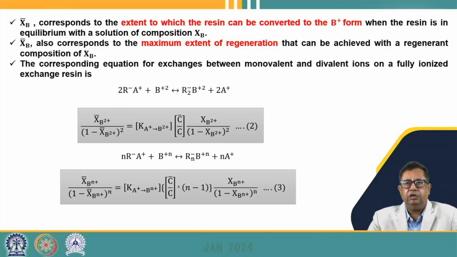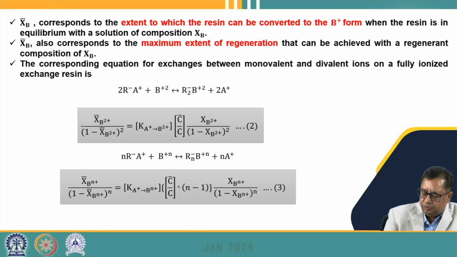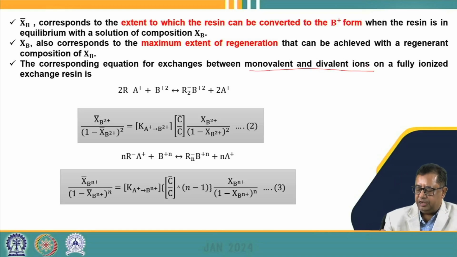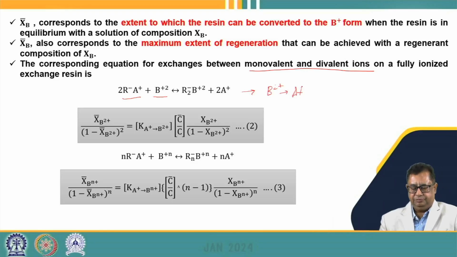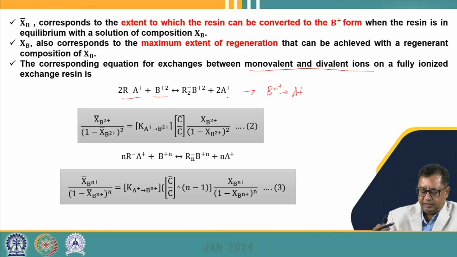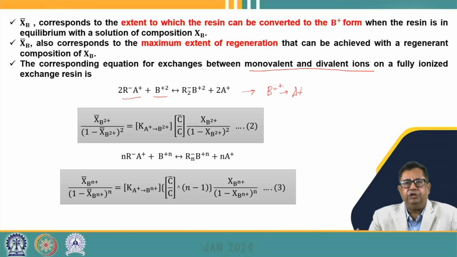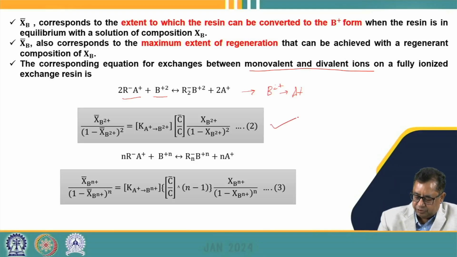It will also tell you about the regeneration efficiency of that particular resin with respect to the particular type of ion. Now we have seen that the equation was applicable only for monovalent ions. So we can now write an equation between monovalent ions and divalent ions on a fully ionized exchange resin. For example, B2 plus replacing the A plus ions present on the resin. So this equation represents the exchange of B2 plus replacing A plus ions. Again, we solve for the selectivity coefficient for this equation, so we can get this type of equation here.